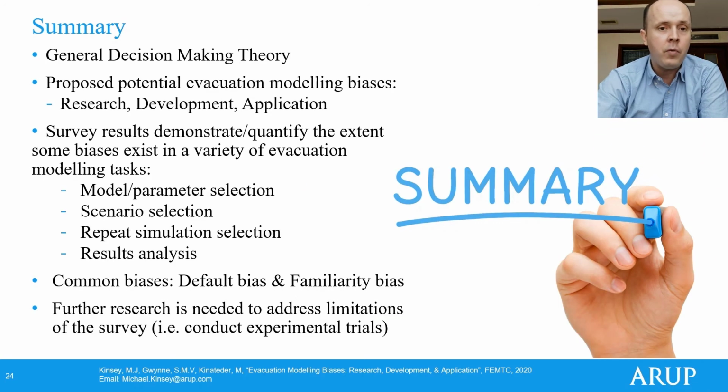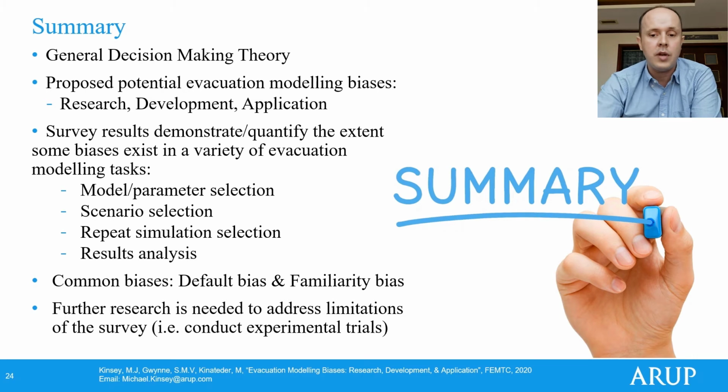So in summary, we've given an overview of the general decision-making theory. We've proposed some potential evacuation cognitive biases within research, development, and application. We've conducted a survey to demonstrate and quantify the extent to which some of the biases occur in evacuation modeling. And we've identified common biases which occur by evacuation model users are default bias and familiarity bias. We clearly need to do further research to address some of the limitations of the survey, predominantly because we're relying on people to self-report and tell us what they would do. A way to address this could be through experimental trials.